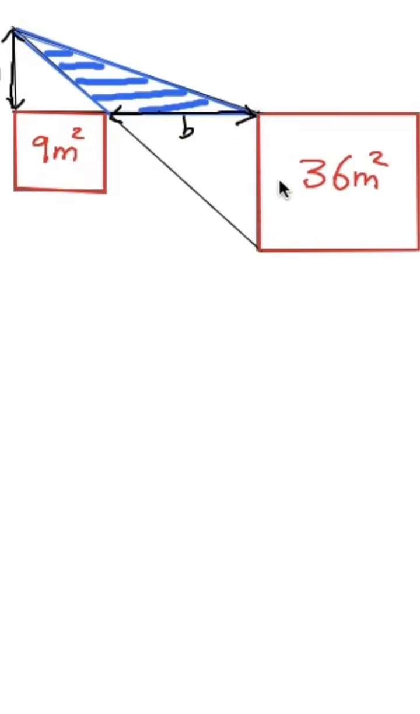Because we know that these two quadrilaterals are squares, and the only thing we can do from that is calculate the side lengths. This side length is 6, and this side length right here is 3. That doesn't really help us in any way to individually calculate the height of the triangle and the base of the triangle.